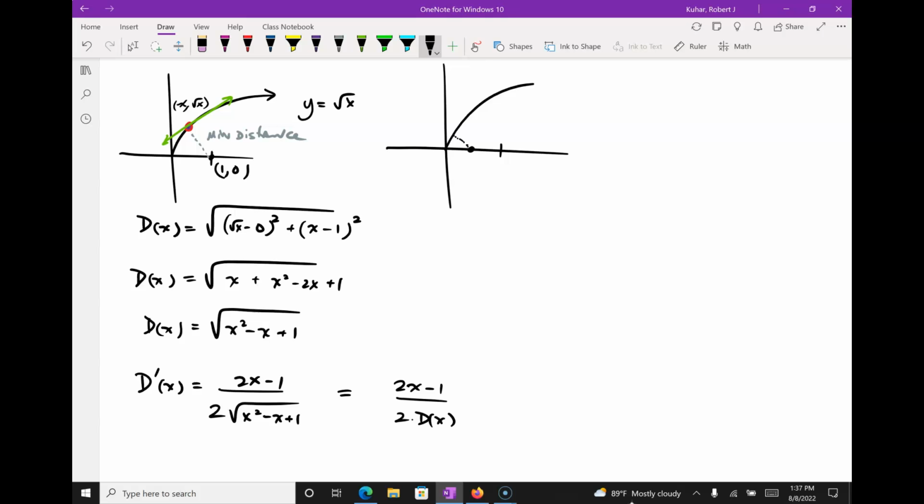I like to notice that when I do my derivative, I actually see the original distance formula in there, right? And I want to note that that distance cannot be 0, right? Why does that make sense? Why can that distance not be 0?